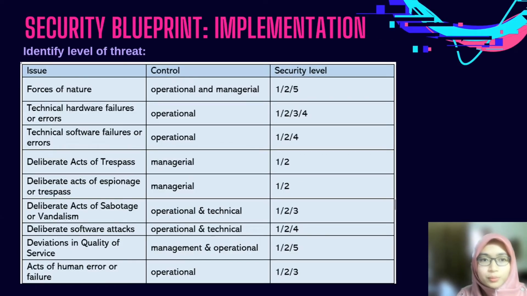The security blueprint is implemented by deciding under what category each issue falls in, whether it's operational or management or technical control. Besides that, we also have to determine what level of security to give. For example, forces of nature is under operational and managerial control, and the security level is divided based on the particular details of that issue.